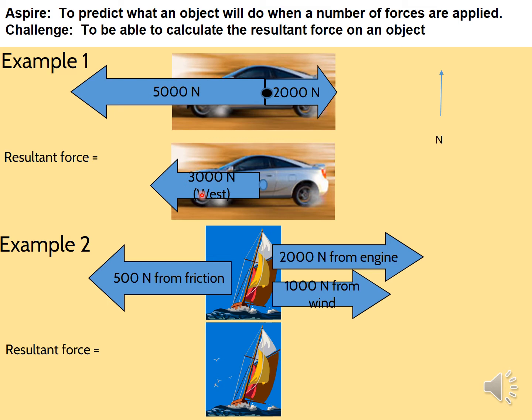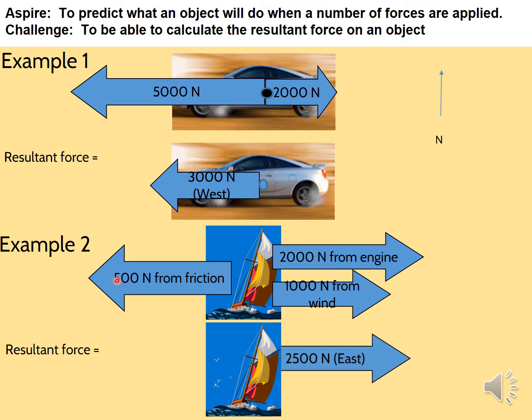Now let's look again, this time using a boat. It's got divided forces in this case. So we have 2,000 newtons from the engine acting east. We have 1,000 newtons from the wind, again acting east. And we have 500 newtons from friction, which are acting west. So work out your resultant forces from that diagram. Let's have a look at our answers for a moment.